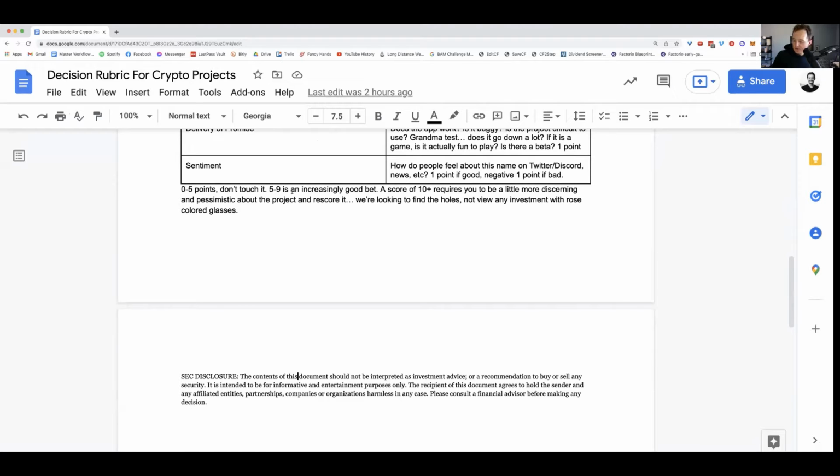Anything can change. These are basically, we're betting on people's stories and projects, and the people may or may not be known. Typically, I don't touch anything that's not doxed at this point, but we'll talk more about that. And if you have a score of like a 10 or more in this system, it might require you to be a little more discerning, right? We don't want to be Pollyanna or overly rose-colored glasses with any crypto investment. We've got to realize a lot of this stuff is a crapshoot.